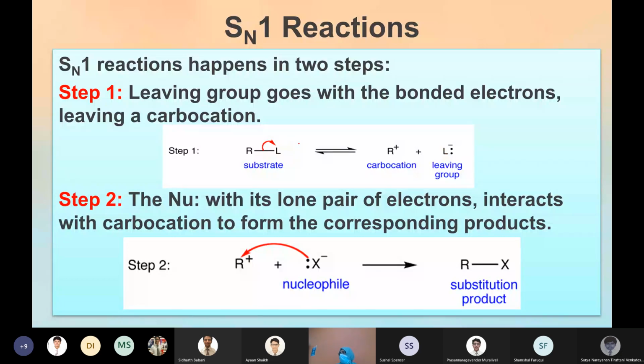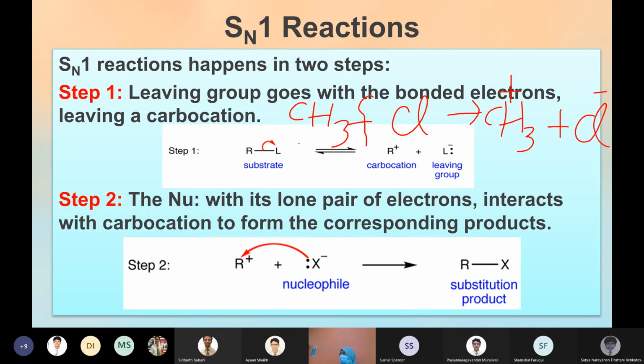It's a normal substitution, but it happens in two steps. It's not that a group attacks and then the leaving group goes. Here, first the bond breaks so that the new nucleophile comes and attaches to the carbon. If you look at the reaction, it may look like this. Say you take an actual example, CH3Cl. First this bond will break, forming CH3+, that is the carbocation, and Cl-. Then say your nucleophile is bromide, then bromide will form CH3Br. So it's actually happening in two steps.